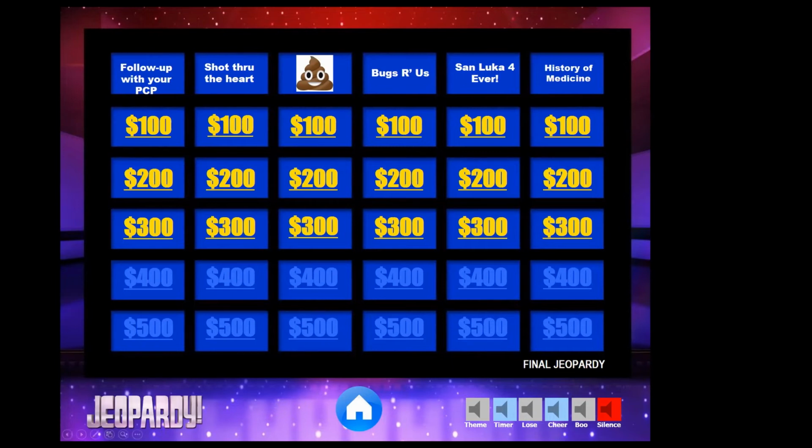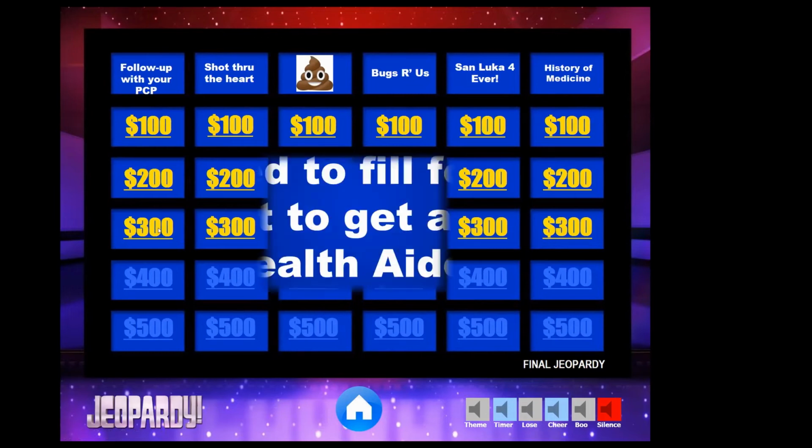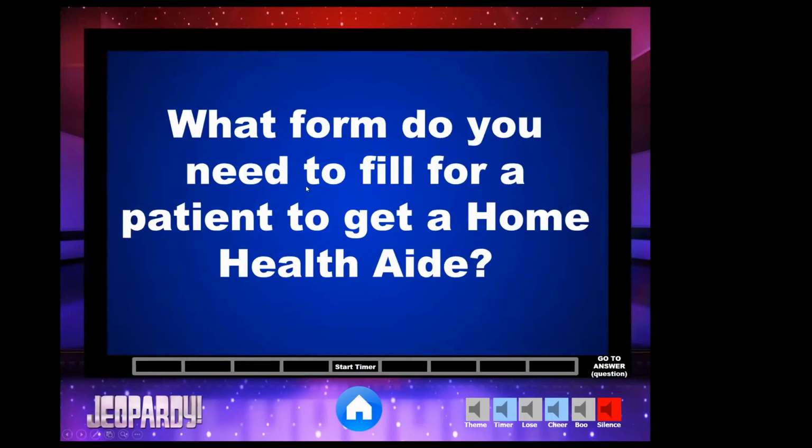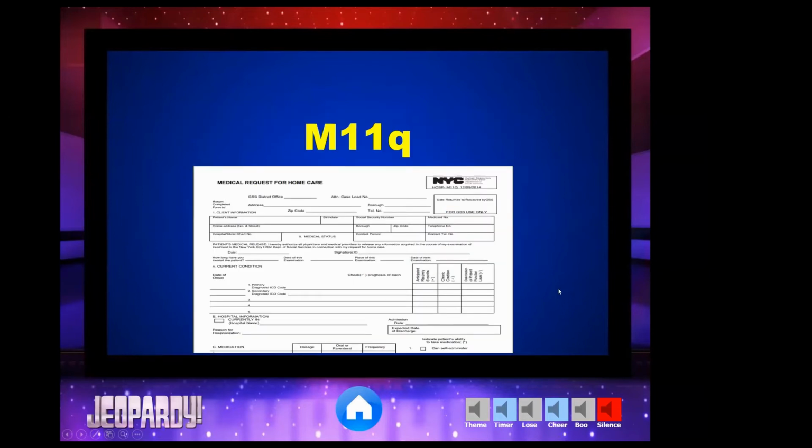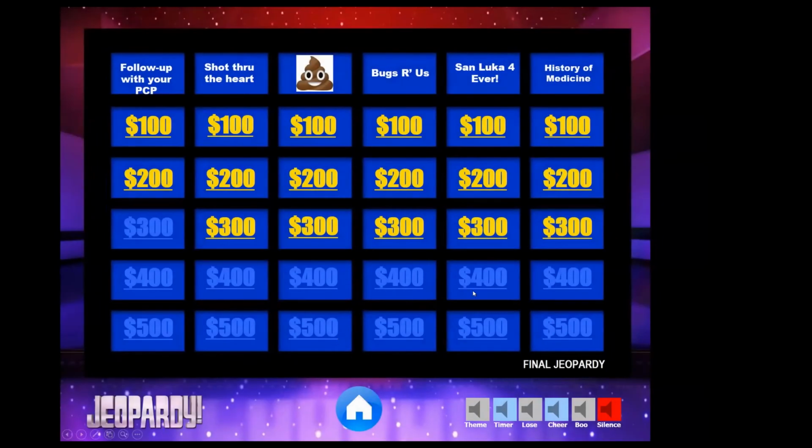Or Rahul? About the PCP 300. PCP for 300. What form do you need to fill for a patient to get a home health aid? I want the exact name of the form. Okay, Rahul has already answered. That was very fast. It is the M11Q. Good. Rahul gets 300. That was finally Rahul living up to his chosen specialty.